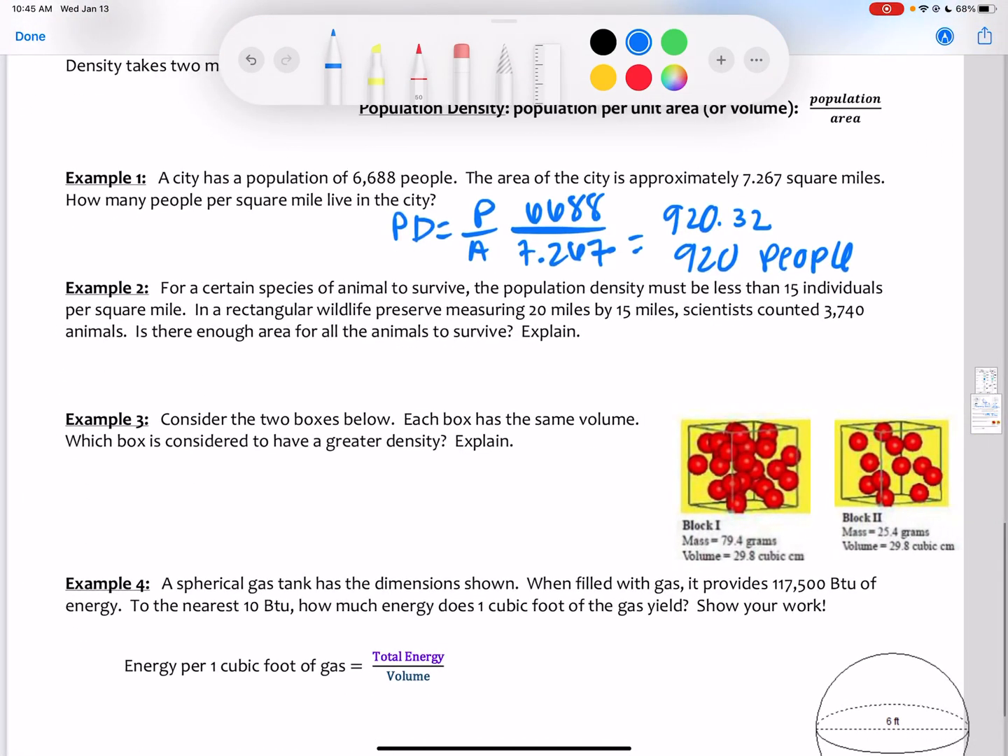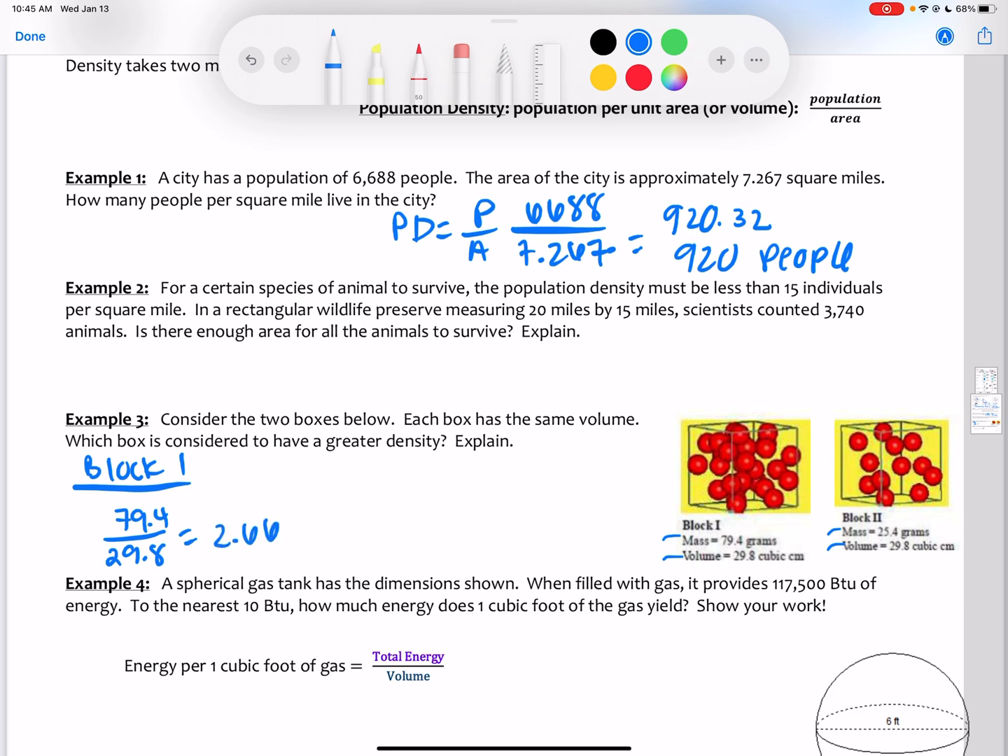All right. I can also do something similar, for example 2, just comparing 2 different ones. So maybe check your answers for that one on the guided key provided. But for example 3, I have 2 boxes. I gave you a mass and a volume for both of them. And it wants you to compare the density between which one has a bigger density. So for block 1, that's mass over volume, so 79.4 over 29.8. And that's going to give me 2.66.